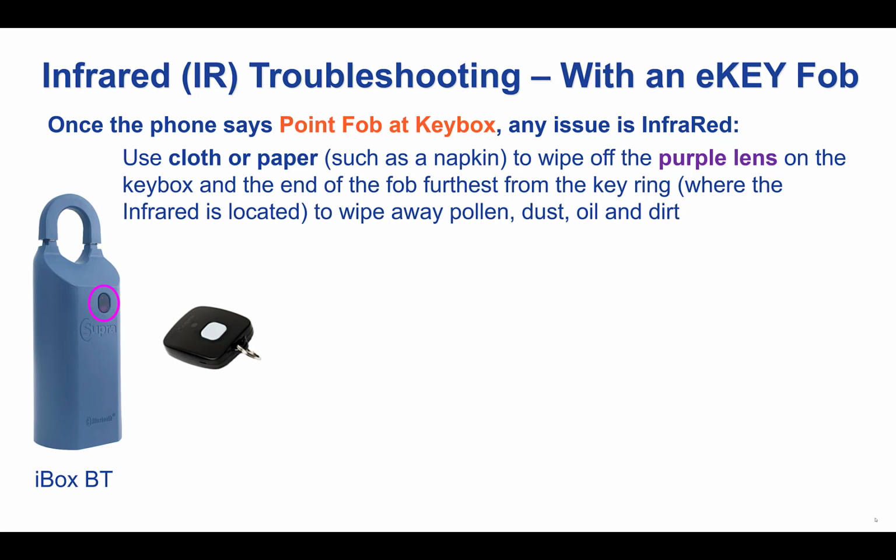Communication between the fob and the key box is through a form of light called infrared that we can't see. And unfortunately, it can be blocked by a number of different things. First would be stuff that's on the key box or something that's on the fob: pollen, dust, oil, dirt. You can use cloth or paper, such as a napkin, to wipe off the purple lens on the key box and the end of the fob furthest from the key ring, where the infrared is located, to wipe away pollen, dust, oil, and dirt. That way, you have a good, clean communication between the fob and the key box.